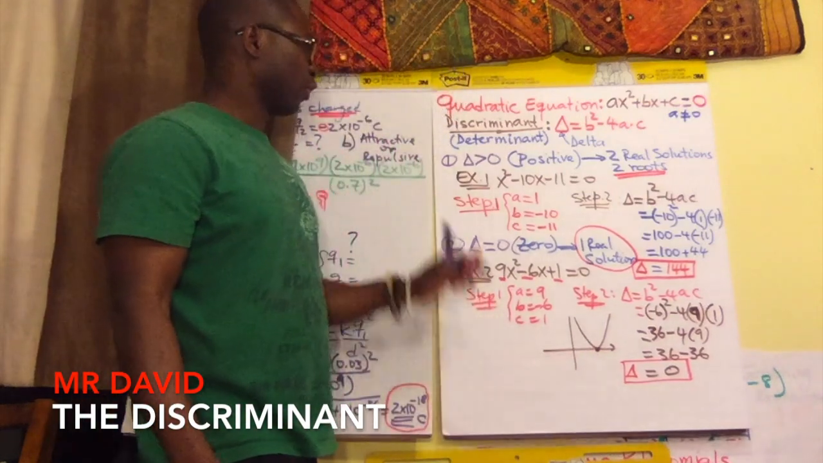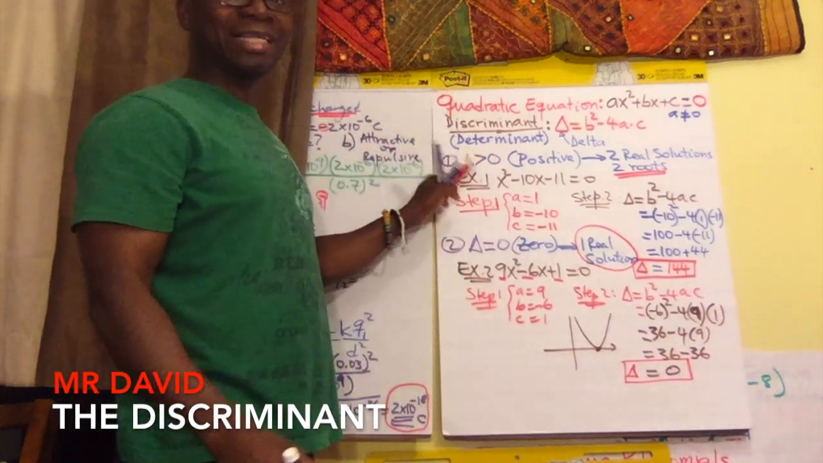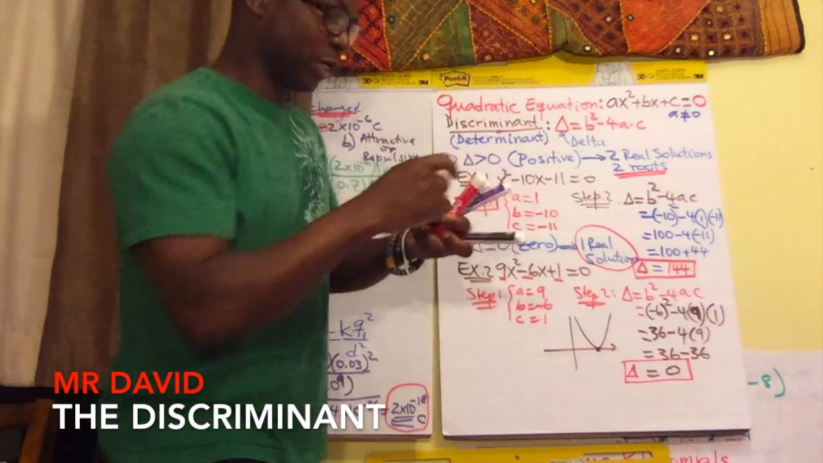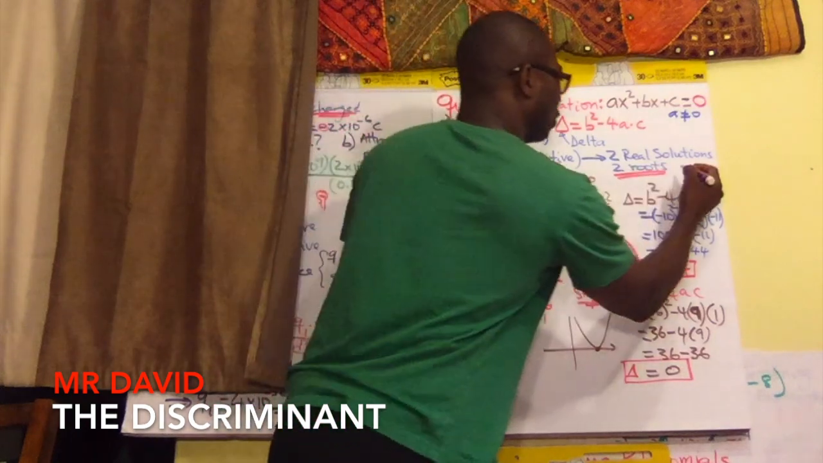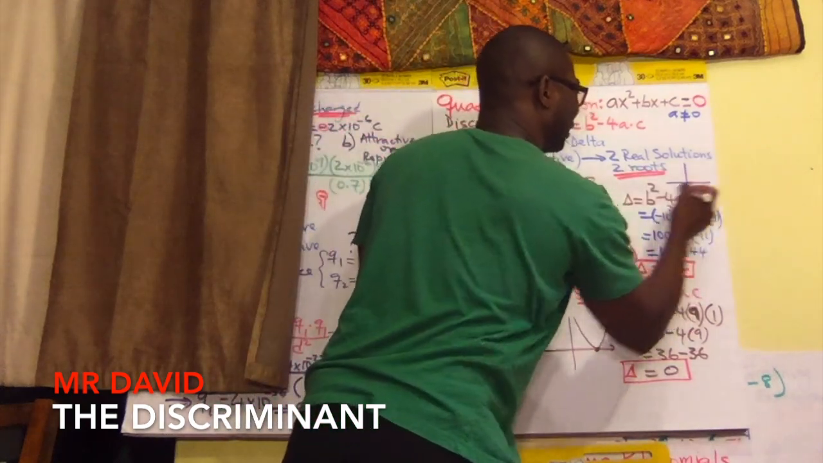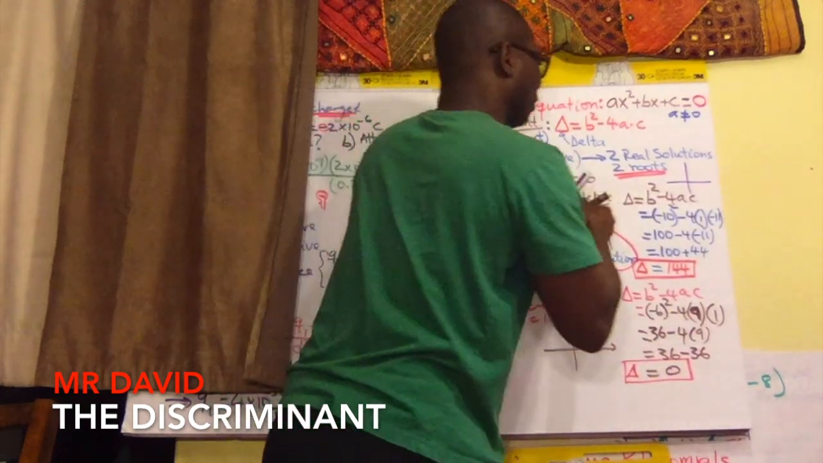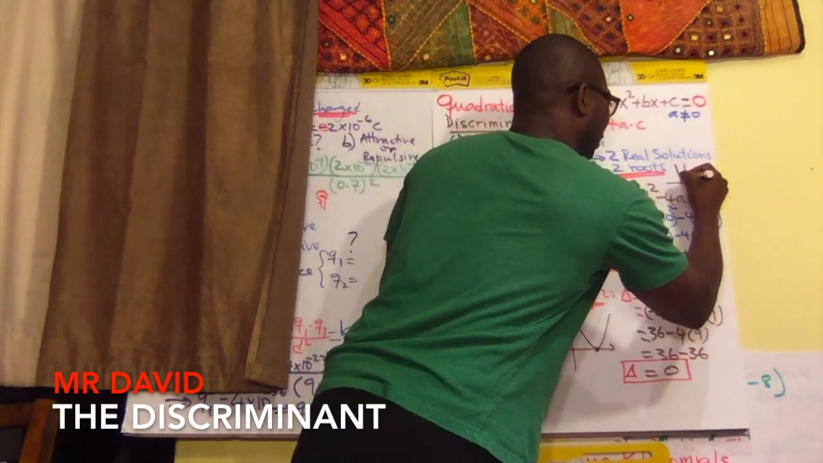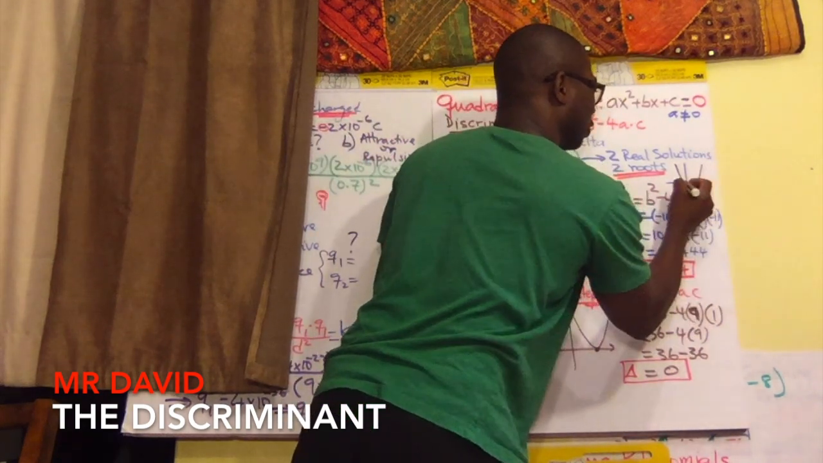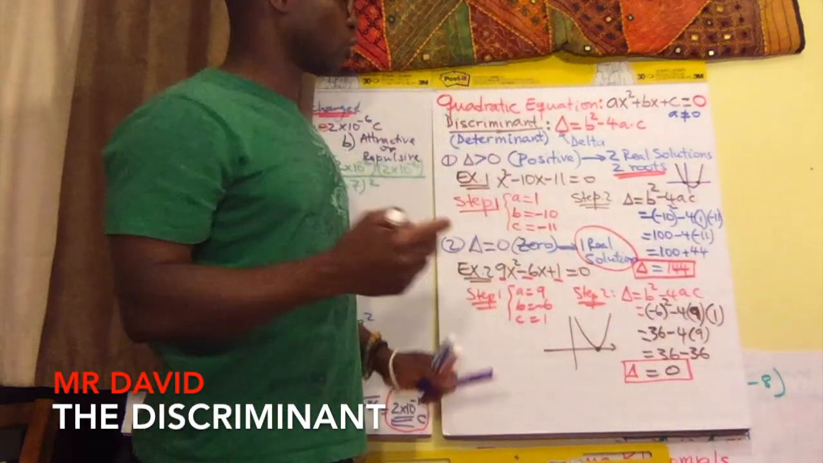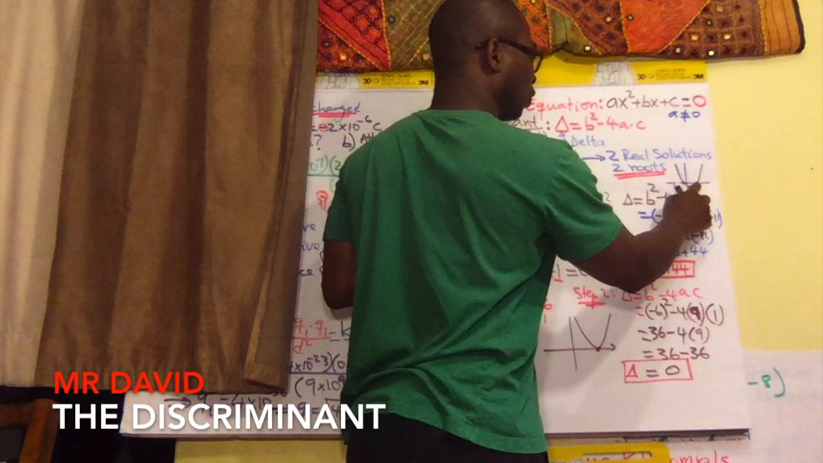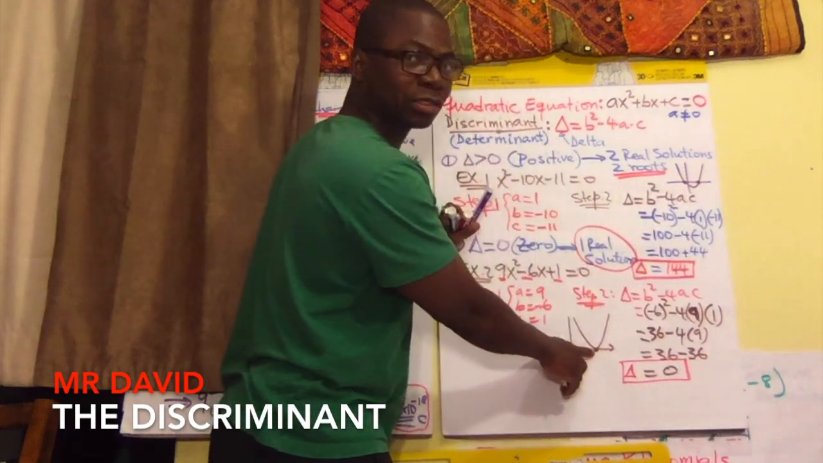If we look at the case when delta is positive, it touches in 2 points. Two solutions means if I have my x and y axis, my graph is coming, it crosses the x-axis and it crosses again. So it crosses here and here. See, it touches twice. Two solutions. One solution, two solutions. Here, it touches only one.